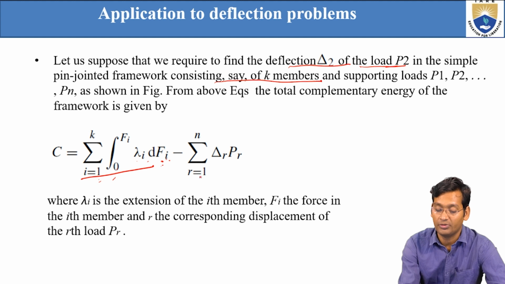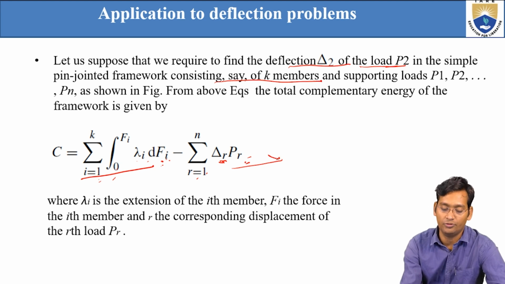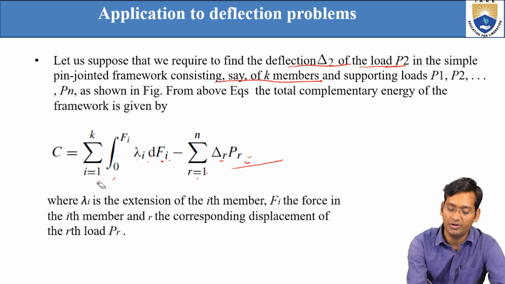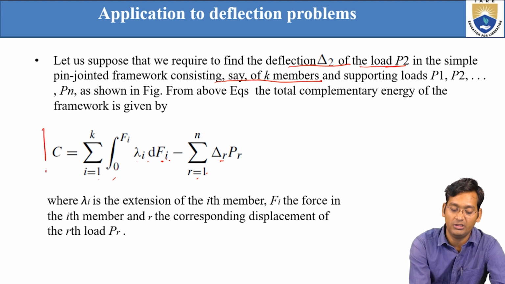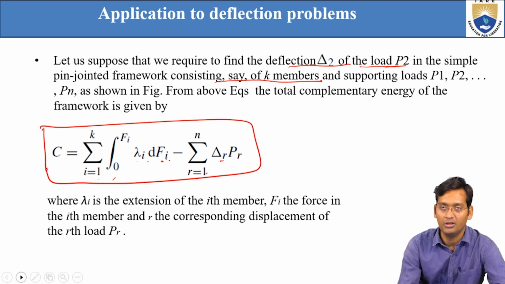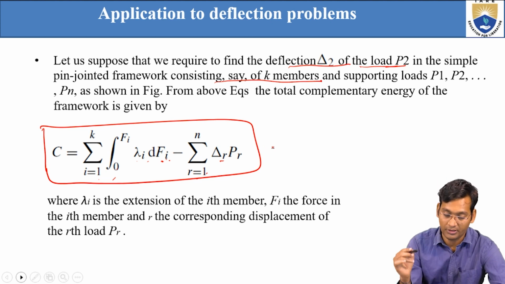Now this one, r equals 1 to N, delta r Pr. Again similarly here, r equals 1, delta 1 P1, r equals 2, delta 2 P2, delta 3 P3, and so on, delta N PN. So this will be the total complementary energy method. By this we can see, and we will see the numericals based on this one in the next video.